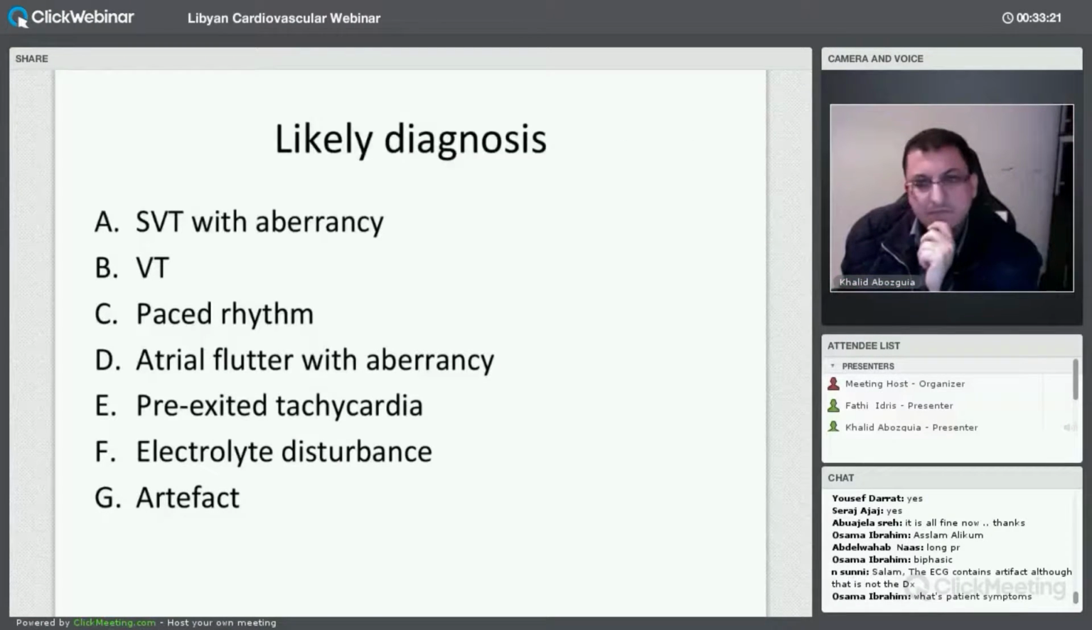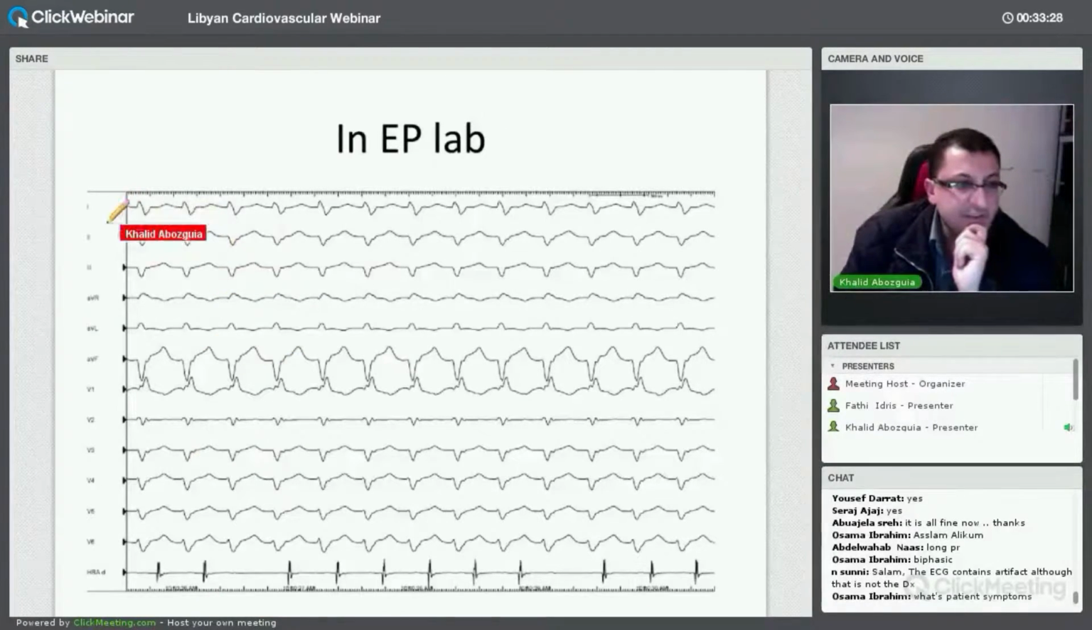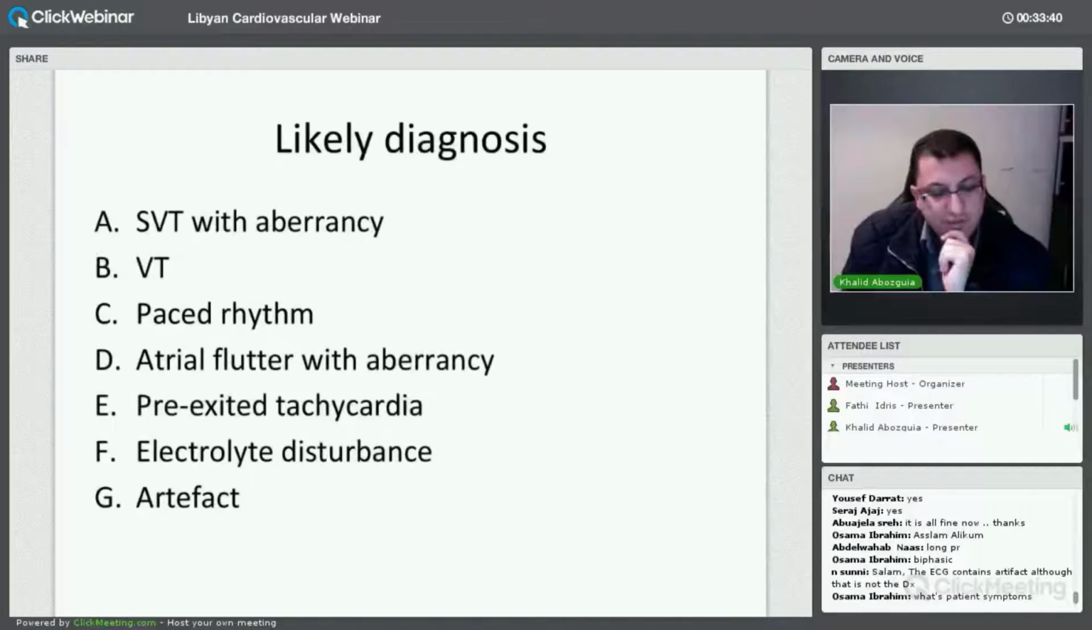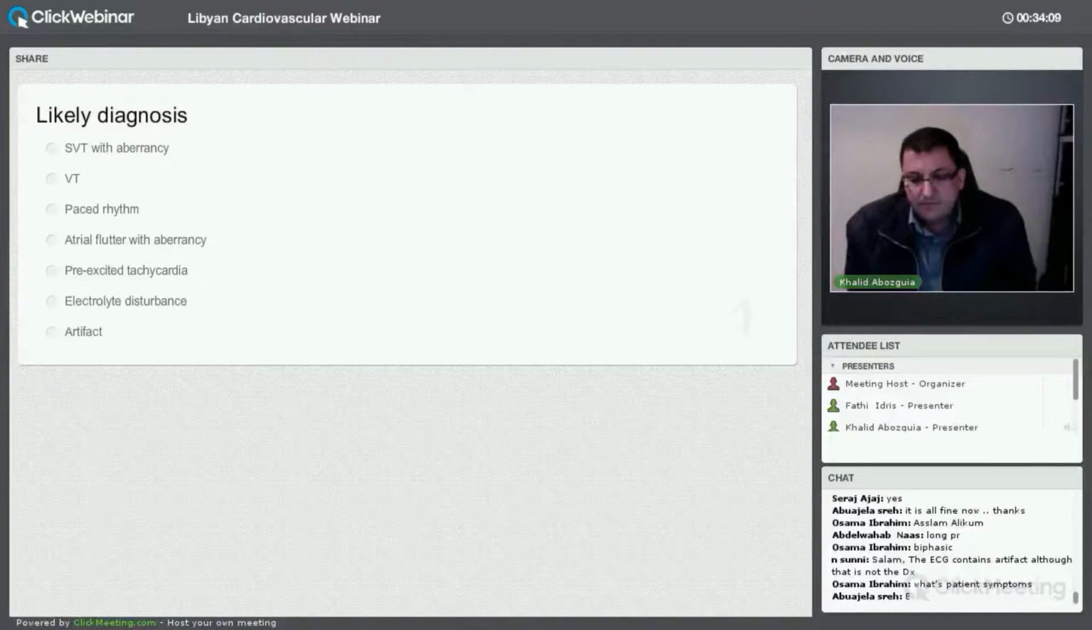I'll show you the previous slide again. This is your surface ECG represented by the QRSs, and this is your high right atrium, so this is just your atrial signal. And now we're going to ask you the same question again. What do you think the diagnosis is?